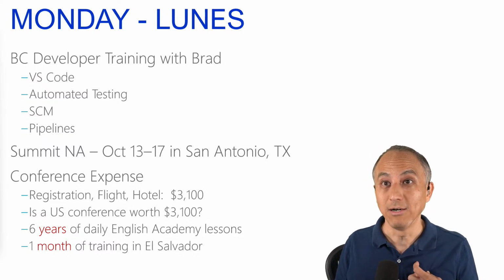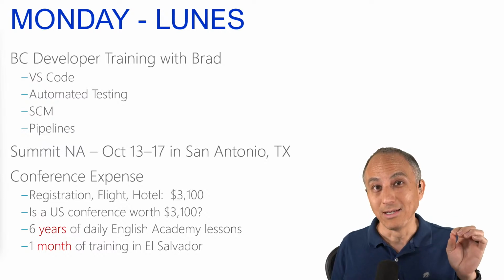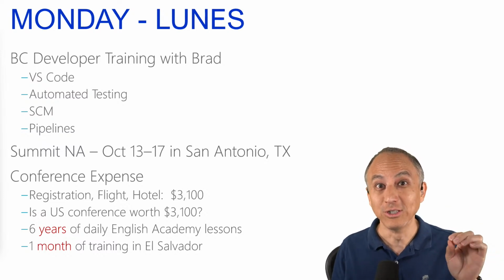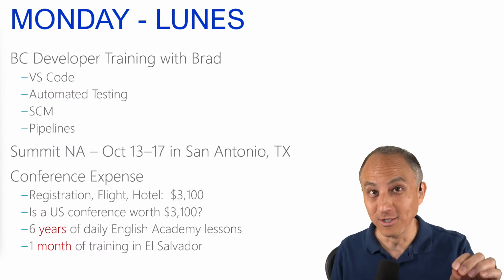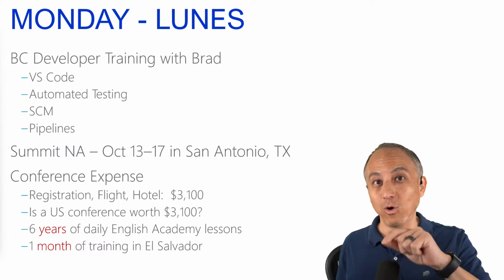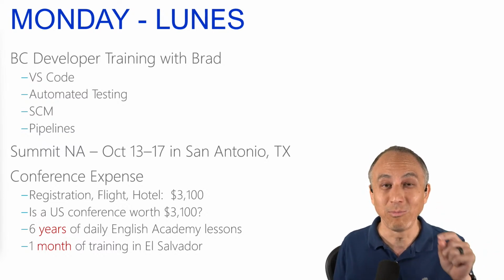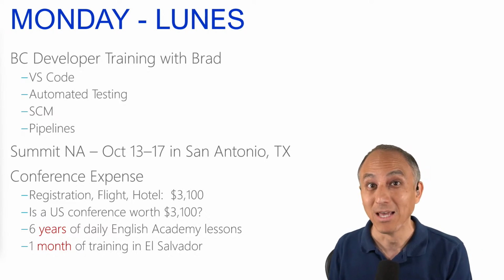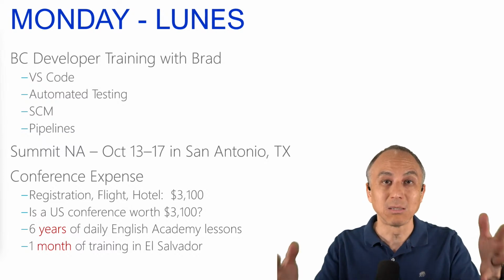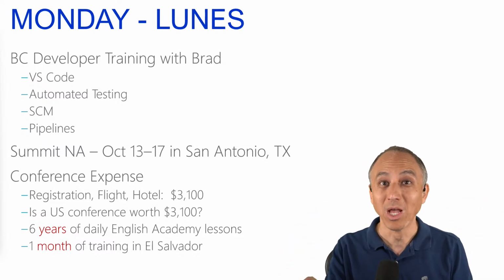I am asking myself. To put that in context, that amount of money can pay for 6 years, literally 6 years of daily English Academy lessons for one of the candidates in El Salvador that we're working with for the ERP Center of Excellence. Think about that. It's not 6 years for one person. It would literally be 6 people for an entire year for $3,000.